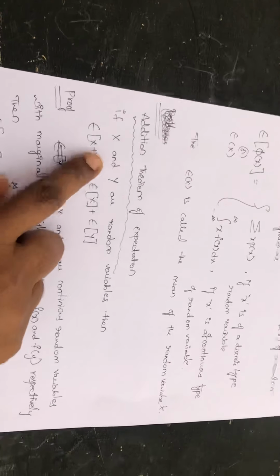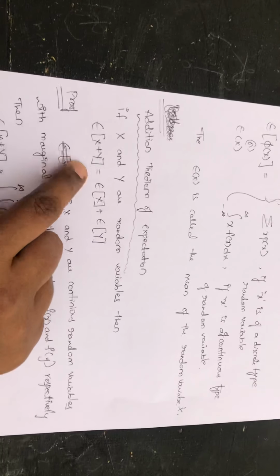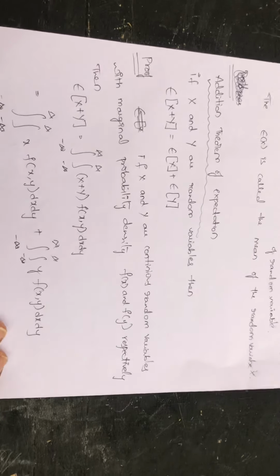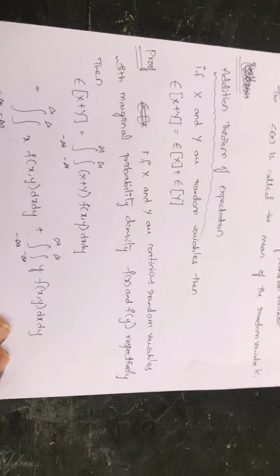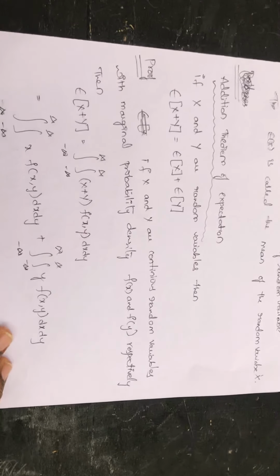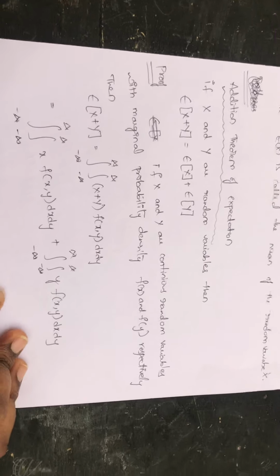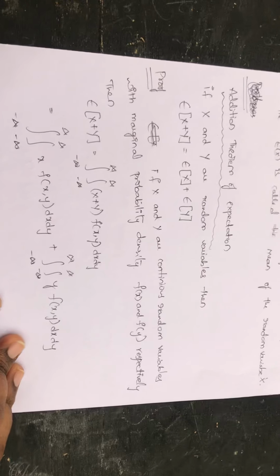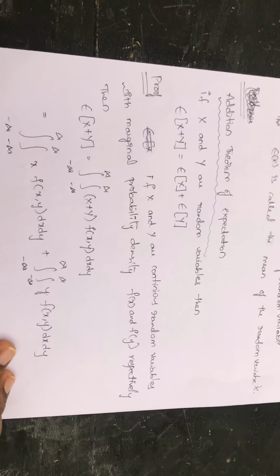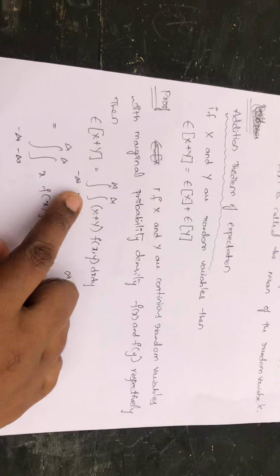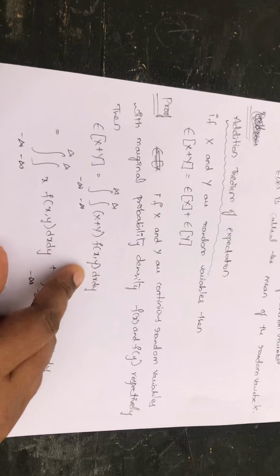So we have the addition theorem of mathematical expectation. If x and y both are random variables, then E of x plus y is equal to E of x plus E of y. The proof is given as: if x and y are continuous random variables with marginal probability density functions f of x and f of y respectively, then E of x plus y is equal to the double integral, where both x and y values are there, instead of x we have x plus y. Instead of f of x and f of y, we consider the joint density function f of x comma y dx dy. So the double integral of x plus y times f of x comma y dx dy.